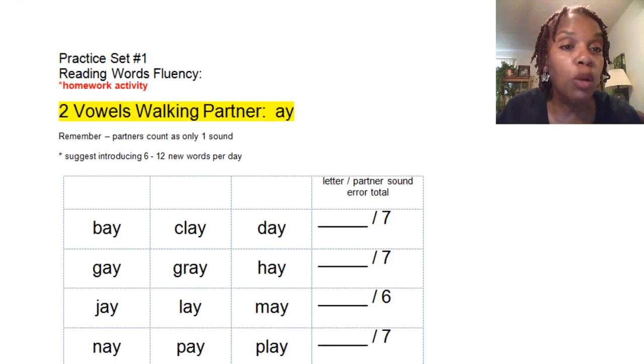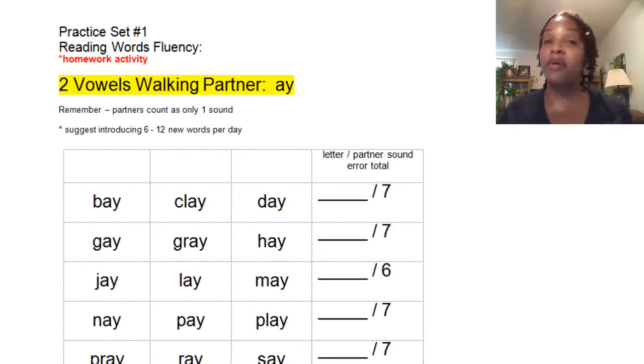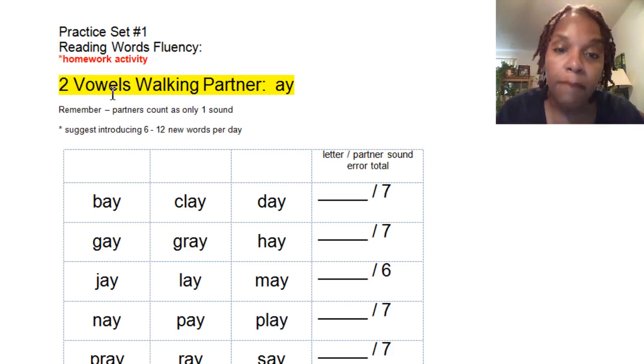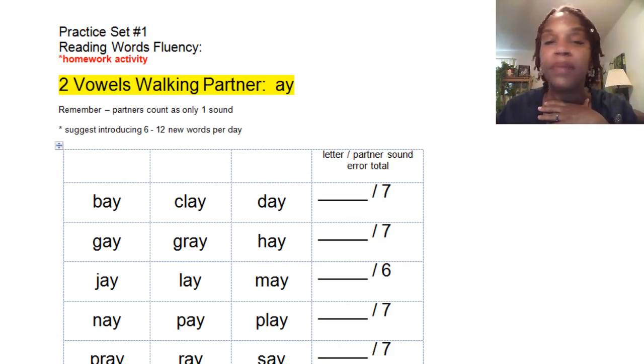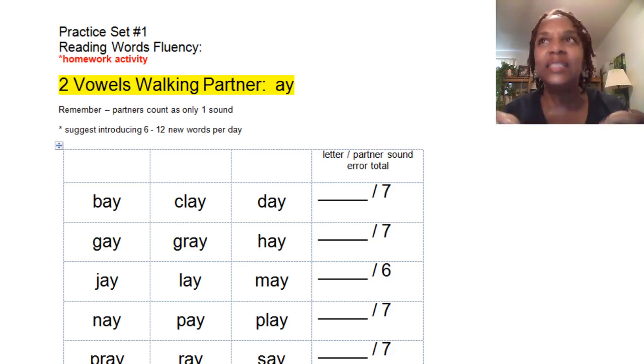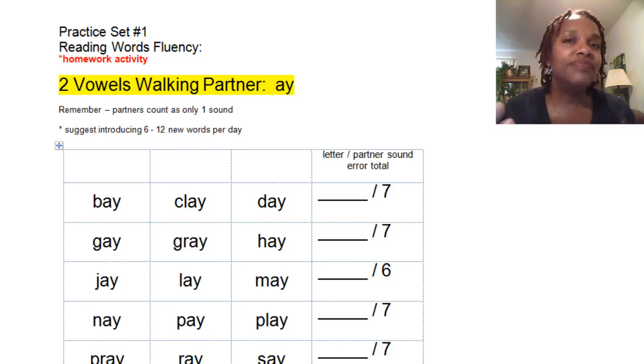So this is a part of your homework packet where you're going to practice sounding out these words. In other words, this is your chance to show what you know, to show your stuff. All right. So you're going to practice sounding out these two vowels walking partner words that have the A sound. And again, if there are any parents or your teachers in the room, in your homework packet, there is a directions page to help your student master this part of the assignment. I don't want to use the word test. I don't like that word, but it's just, again, showing what you know.